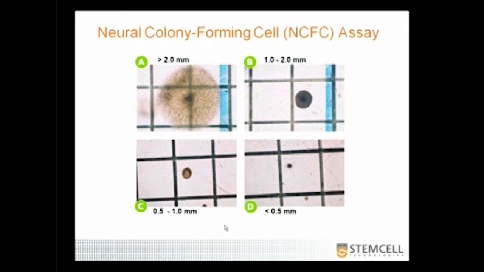After 21 days, colonies of different sizes can be observed. The size of the colonies is correlated with the proliferation ability of the original colony-forming cell. Therefore, a cell which has high proliferative potential will form very large colonies, while cells with more limited proliferation potential will form smaller sized colonies. We characterize all the colonies in the NCFC assay based on their diameter into 4 categories: colonies greater than 2 millimeters in diameter, colonies between 1 to 2 millimeters, colonies between 0.5 to 1 millimeter, and finally very small colonies less than 0.5 millimeters in diameter.